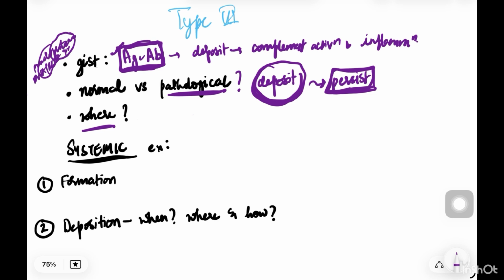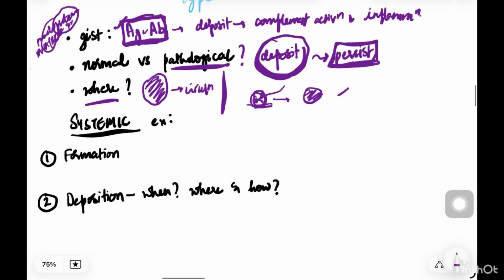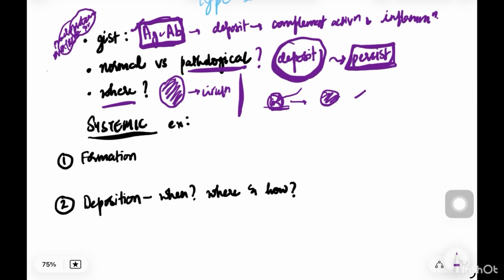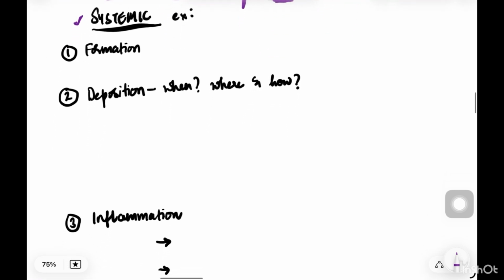Where does this happen? Normally, these complexes, I'm going to use this to indicate an immune complex, form within the circulation itself. Or another possibility is there's already an antigen planted somewhere in the body. The antibody goes and attaches to it within the tissue, and the immune complex forms right there within the tissue. So, those are the two possibilities. Now, hypersensitivity type 3, we can discuss it as a systemic response and also its local manifestation. Let's first talk about the systemic manifestation.